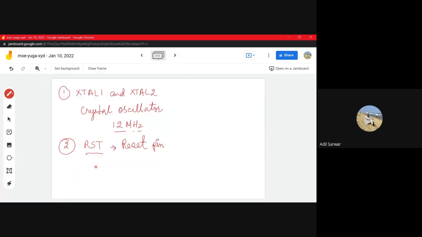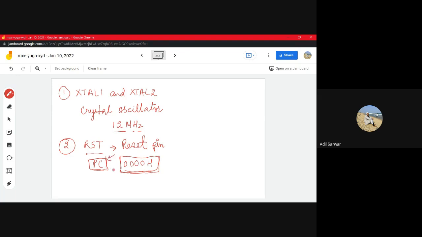RAM is reset, and there is an SFR, special function register, called the program counter, and its value becomes 0000H. What is the program counter? Why does its value change to 0000H when we reset it? We will talk about it when we discuss the program counter. We will have a separate lecture on it.